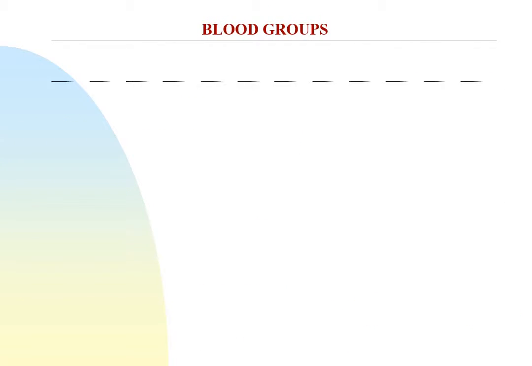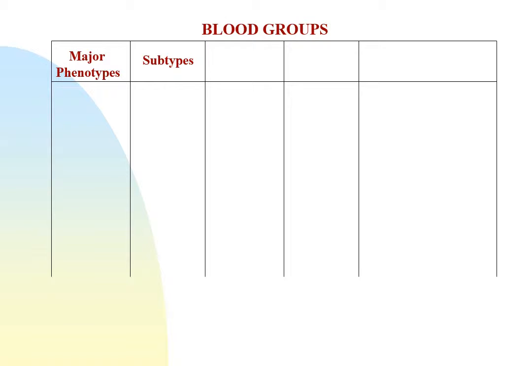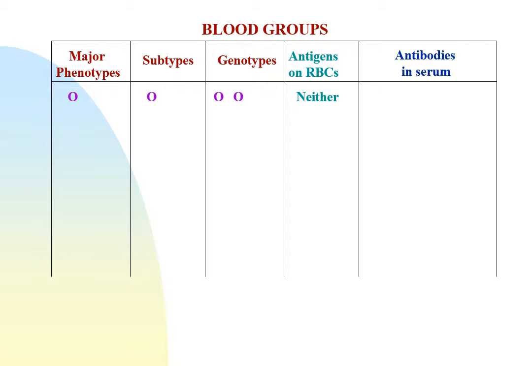Blood groups: the following table summarizes the blood groups A, B, AB, and O. Possible, but also there are many phenotypes which are of clinical importance, and the antibodies they possess in their serum. Group O: only one subtype, O, genotype OO. There are no antigens on RBCs, but in the serum there are antibodies for both group A and B.